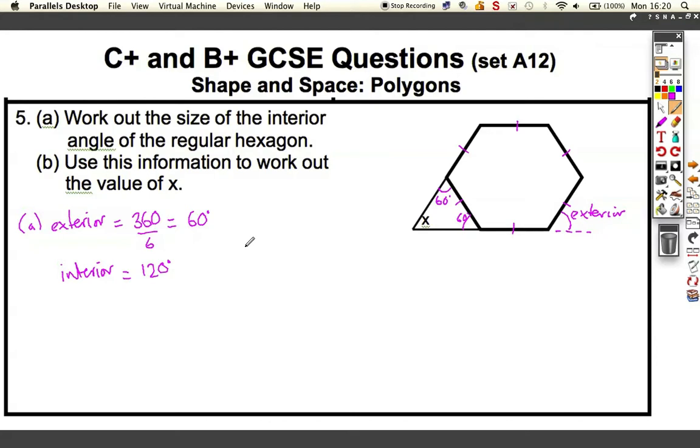And that makes our life really easy, because in a triangle, if we've got 60, 60, 120, we know that x must be 60 degrees, because all of them have to add up to 180. And we can use this knowledge all the time to find information. Using the exterior and interior, you can then go on to find other information out. Okay, nice short video, that's the end of it.